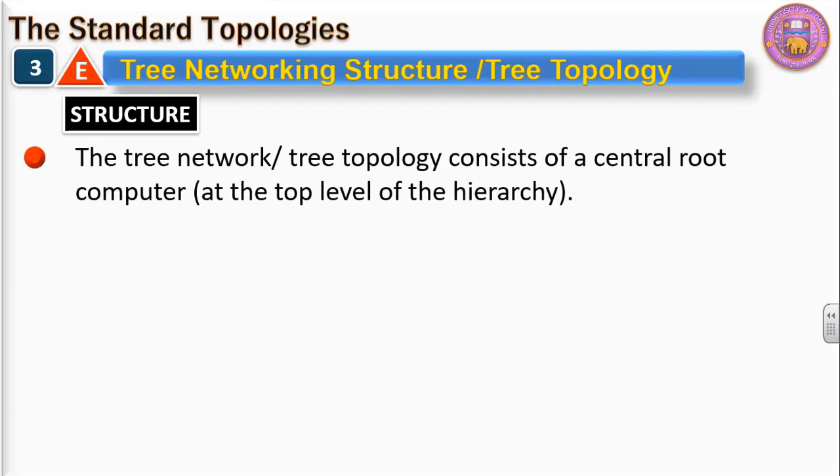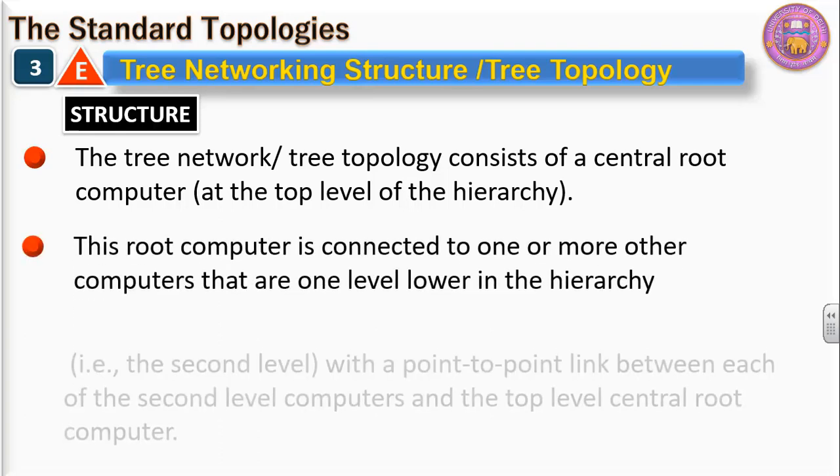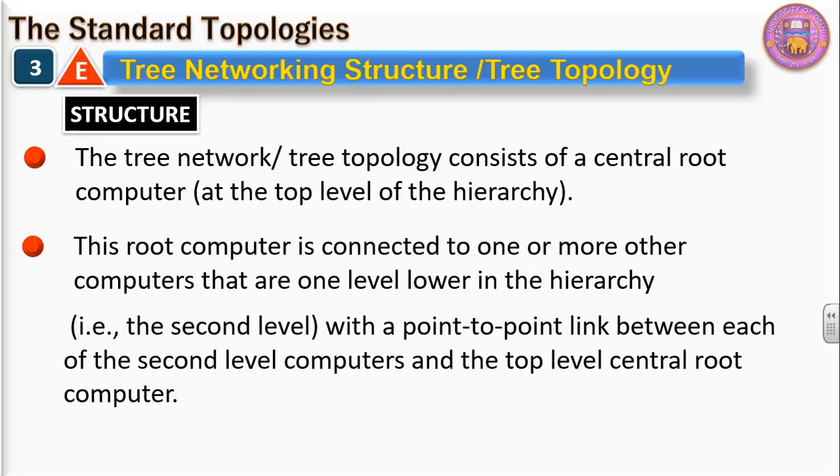Structure. The tree network or tree topology consists of central root computer at the top level of the hierarchy. At the top level there is one particular computer and we call that top level computer as central root computer. This root computer is connected to one or more other computers that are one level lower in the hierarchy. The root computer is at the top and below that there can be one or more computers. That will be termed as second level with the point-to-point link between each of the second level computers and the top level central root computer.